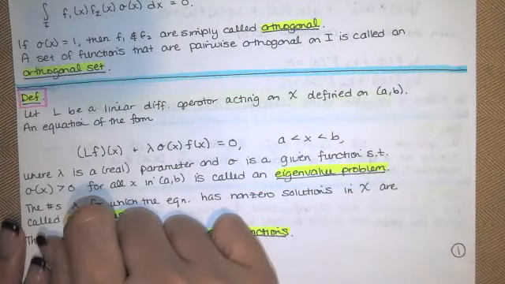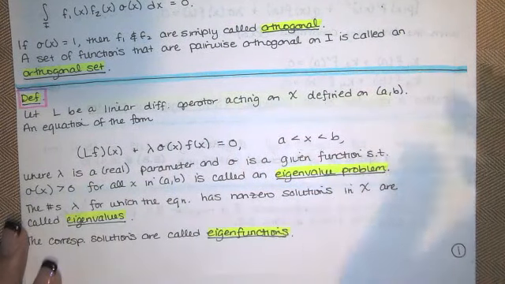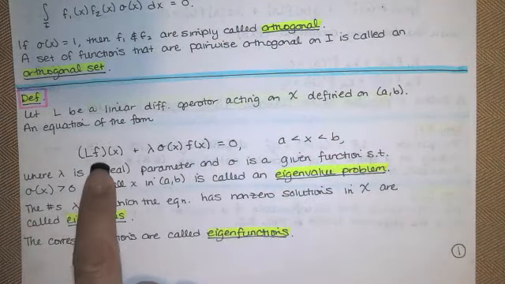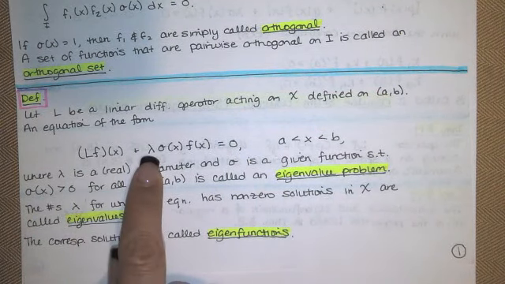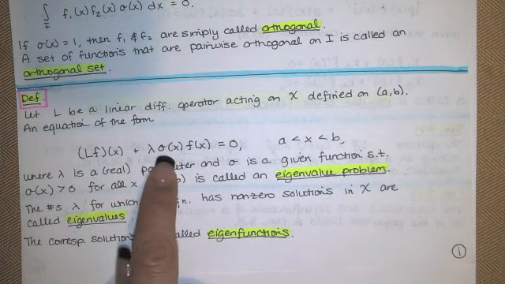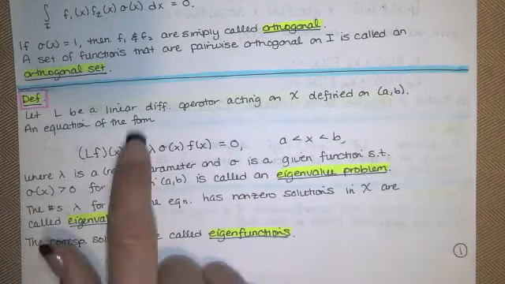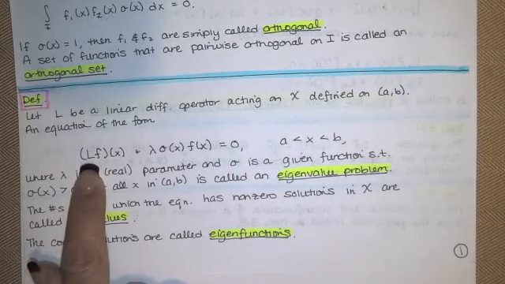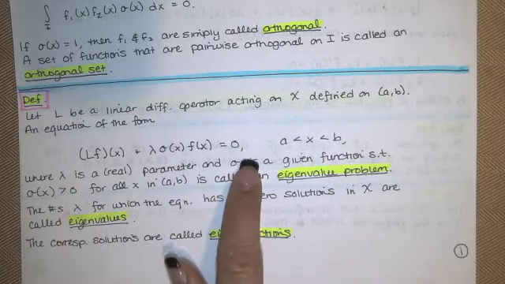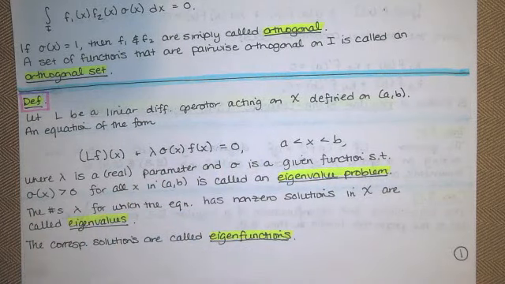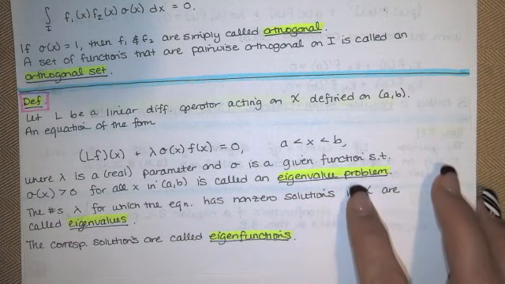We want to let L be a linear differential operator acting on chi defined on some interval from A to B. Now, if we have an equation of this form, so you've got your operator applied to F plus a constant lambda, just a parameter lambda, times this sigma of X times F of X, and that is equal to 0, that is a differential equation, and the derivatives are hidden in that linear differential operator L. We've got this differential equation for all X on the interval from A to B. If lambda is a real parameter and sigma is a given function, and that sigma of X is always positive on the interval that we're interested in, we call this type of problem an eigenvalue problem.